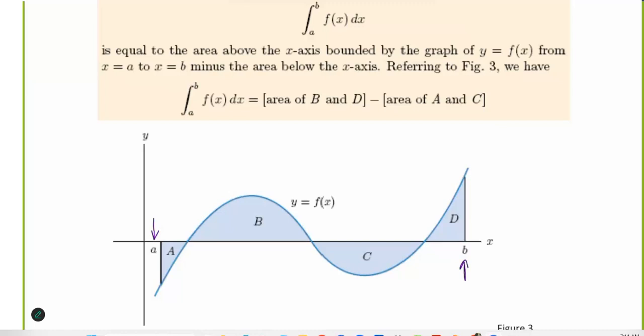So it's equal to the area above the x-axis bounded by the graph from x equals a to x equals b, minus the area below. Oh, how come it's minus? Because these values will be positive and these values will be negative. So if you get the absolute value, you're going to be subtracting the areas of A and C summed from the areas of B and D summed. Okay, so this is what we're doing. Area B plus D minus the area A plus C. That's what we're going to get.